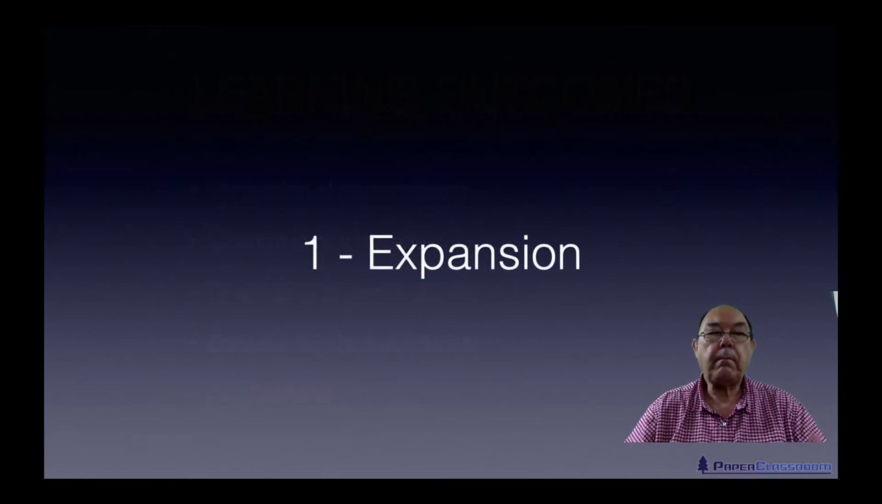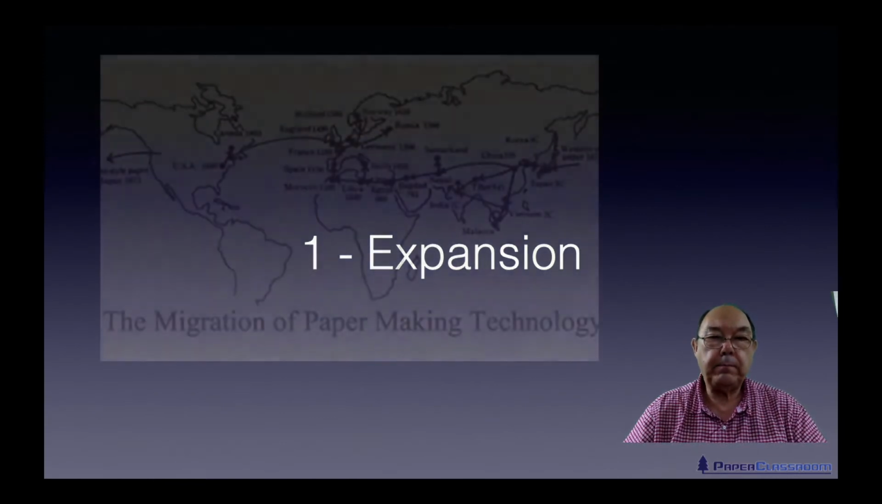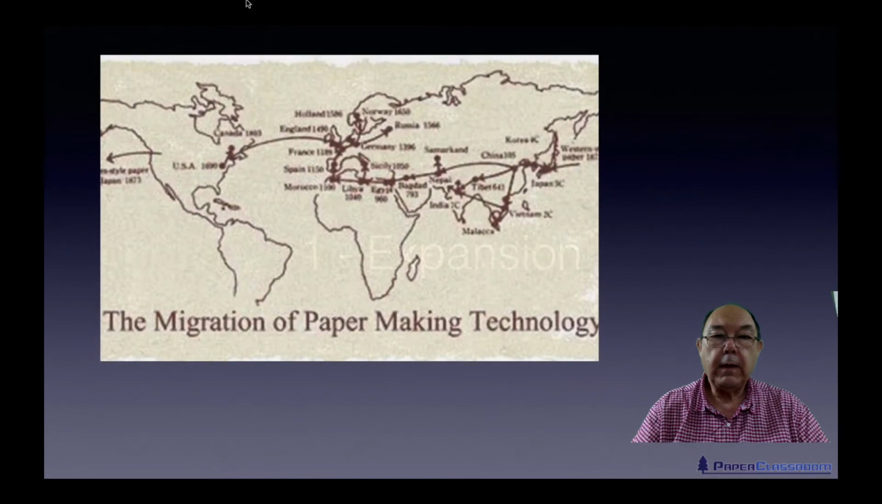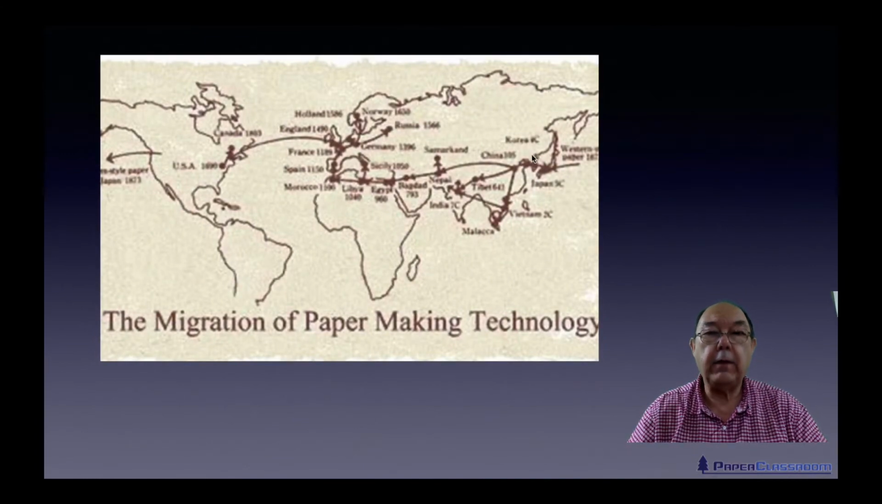So the first thing we need to know is about the expansion of papermaking. Where did it start? Why did it change? How did it change? Well, it did start here in China. The gentleman who is reputed to be the founder of papermaking or the father of papermaking was a guy called Ceylon, so we'll learn a little bit about him in the future.